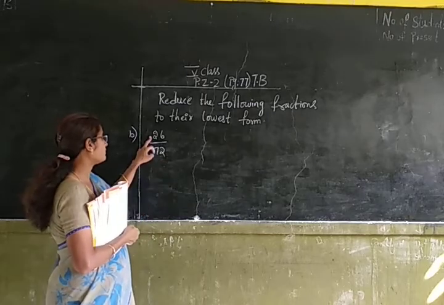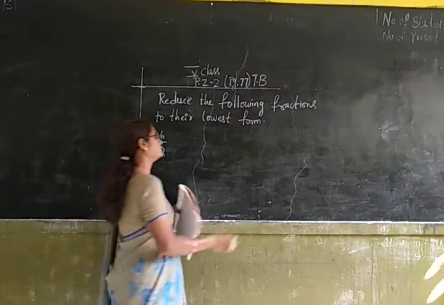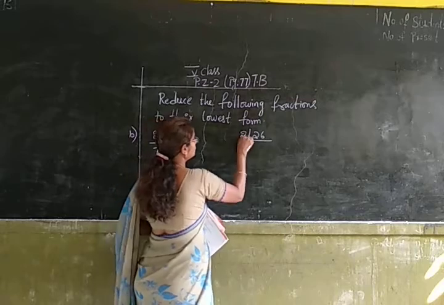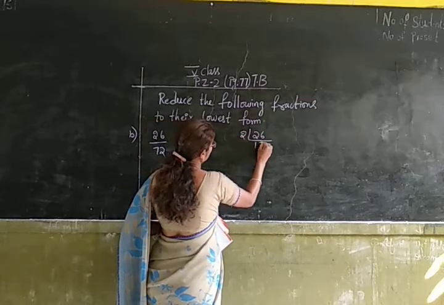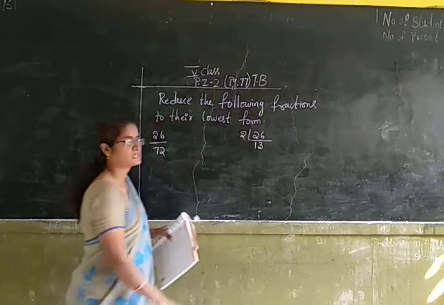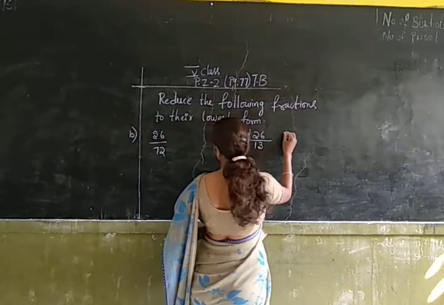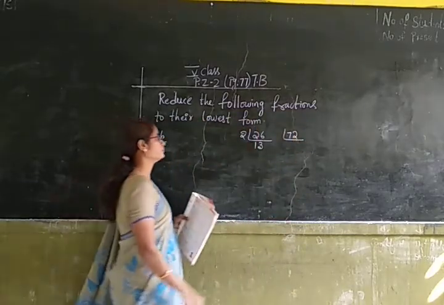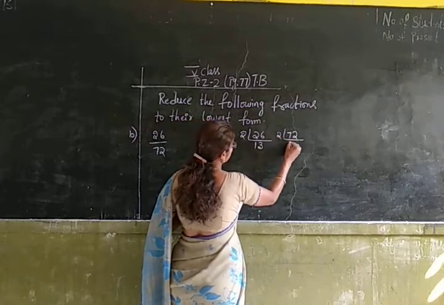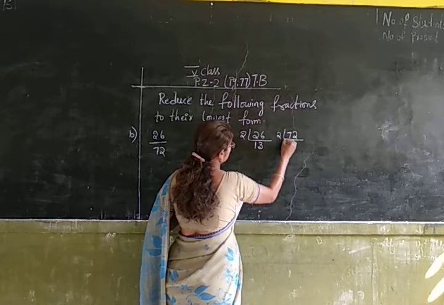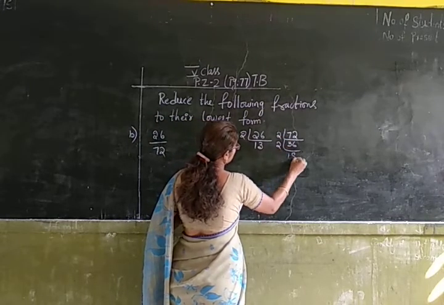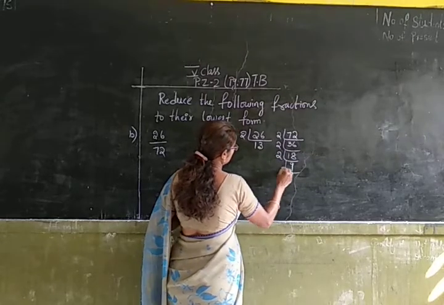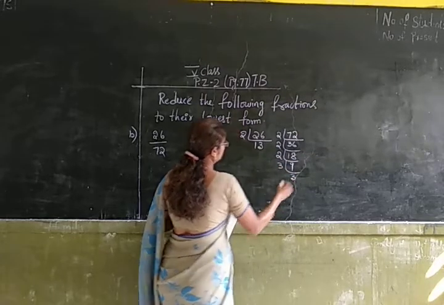First, let us write down the prime factors of 26 and 72. Let us write down the prime factors of 26. 2 goes in 26 13 times. Now let us write down the prime factors for 72. 2 goes in 72 36 times. 2 goes in 36 18 times. 2 goes in 18 9 times. 3 goes in 9 3 times.